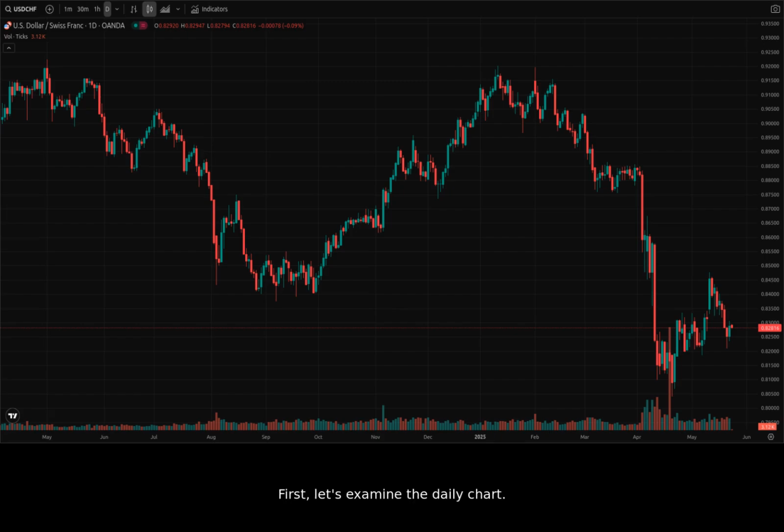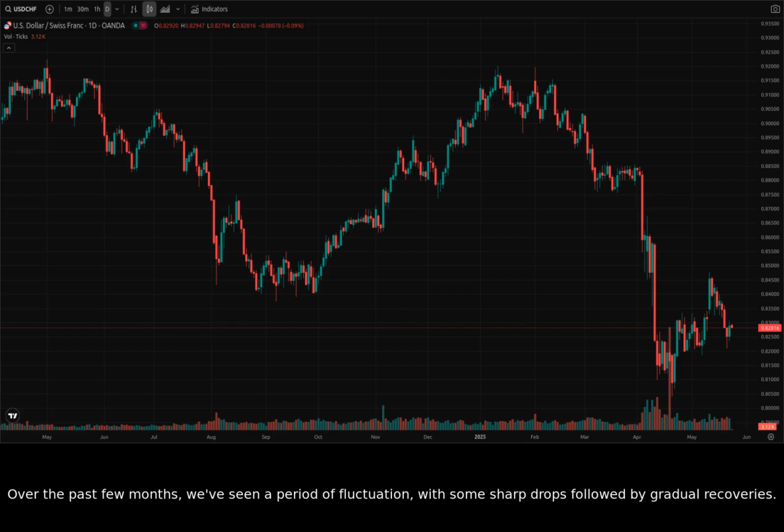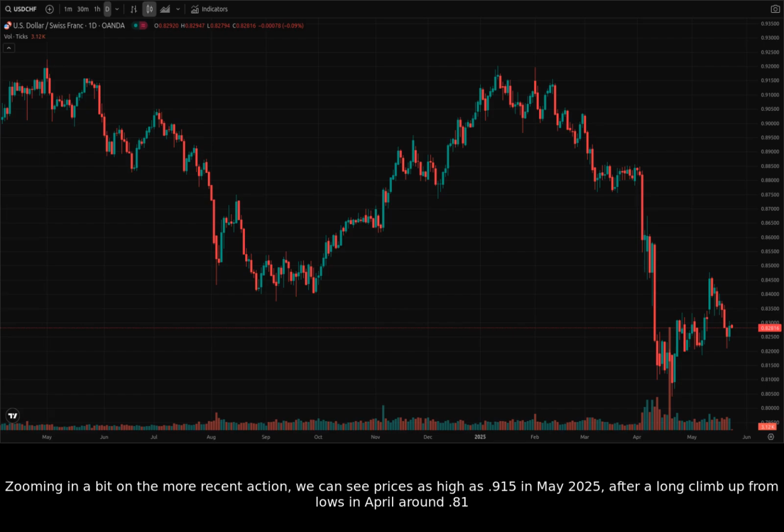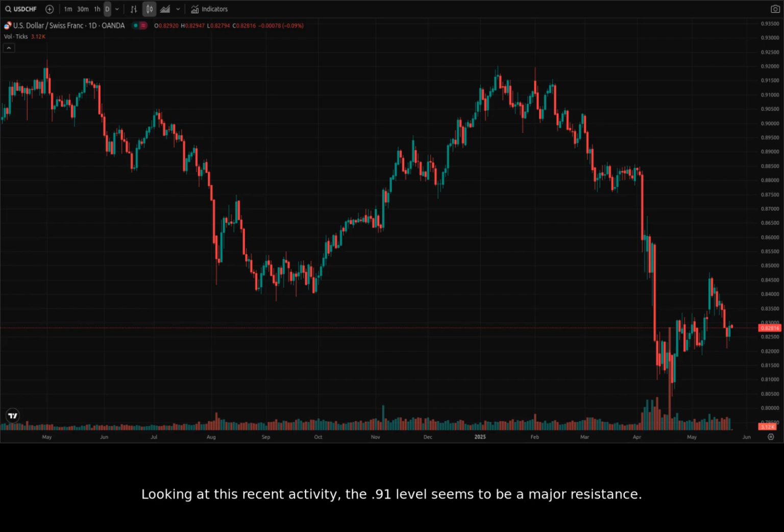First, let's examine the daily chart. Over the past few months, we've seen a period of fluctuation, with some sharp drops followed by gradual recoveries. Zooming in a bit on the more recent action, we can see prices as high as 0.915 in May 2025, after a long climb up from lows in April around 0.81. Looking at this recent activity, the 0.91 level seems to be a major resistance. The uptrend from April was recently broken in mid-May.